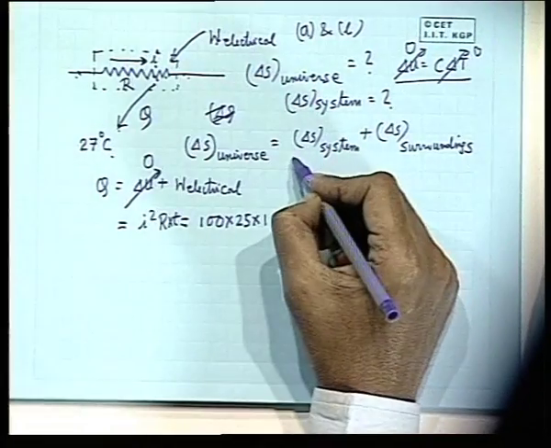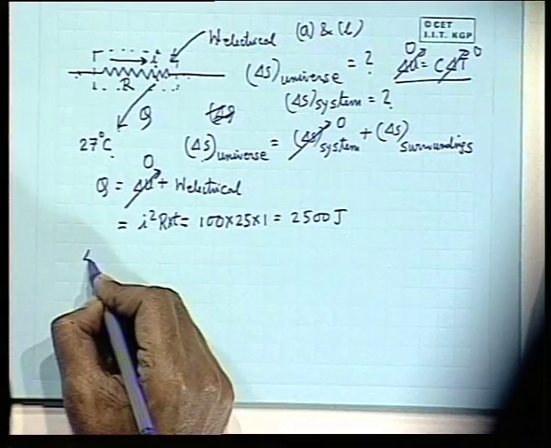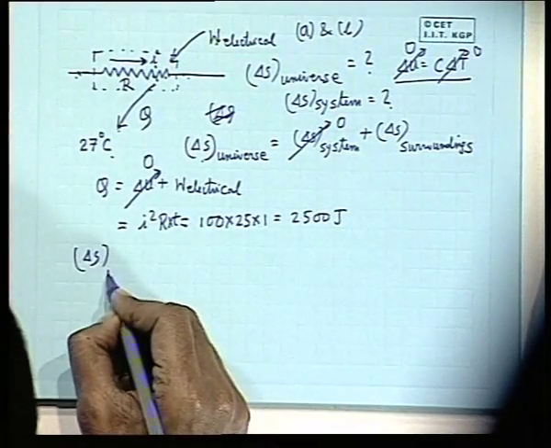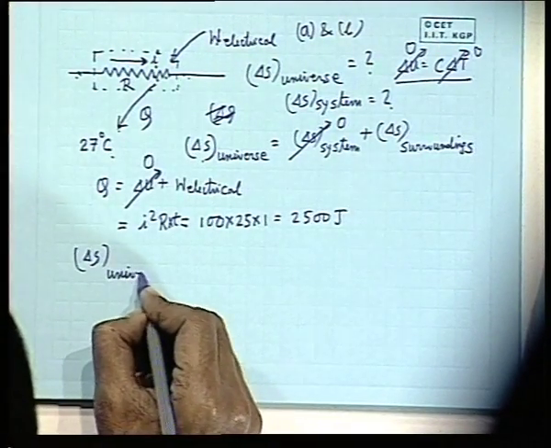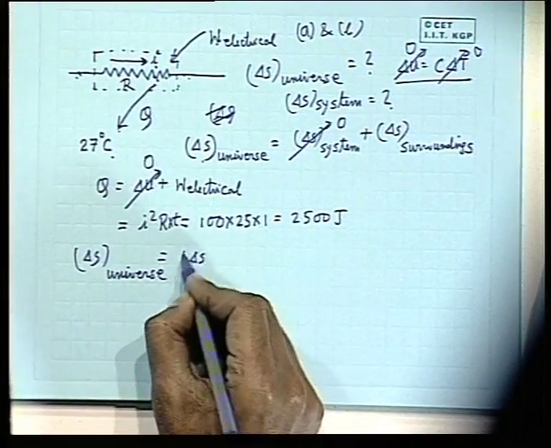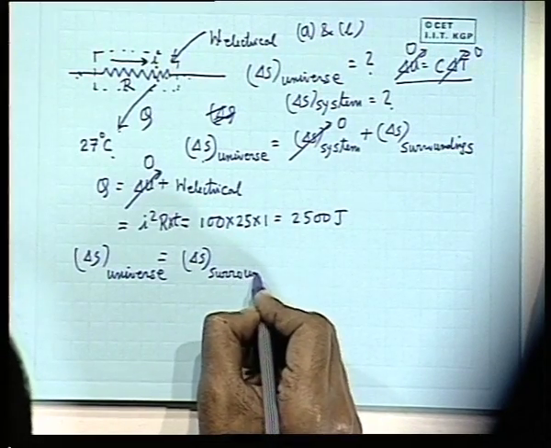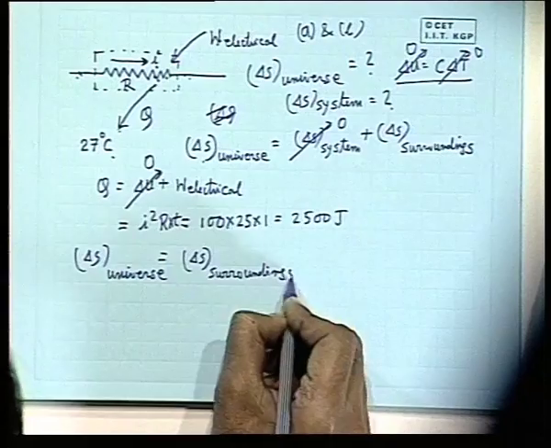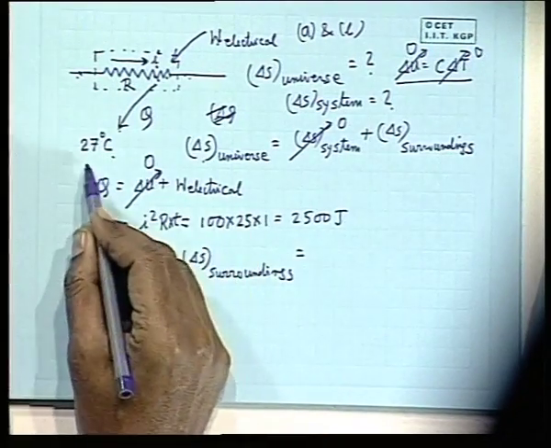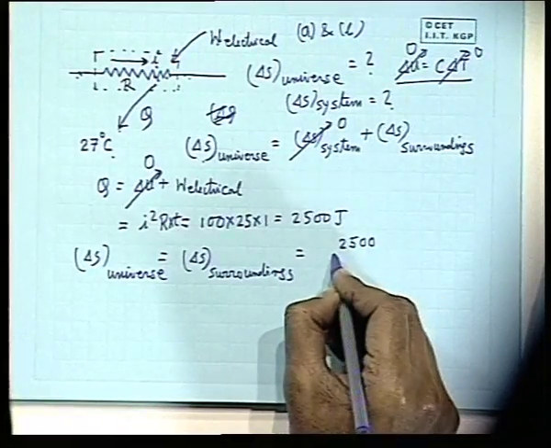So, delta S system is 0. So, delta S universe is delta S surroundings. What is this? The surroundings receive heat at a constant temperature. So, this will be a positive quantity.